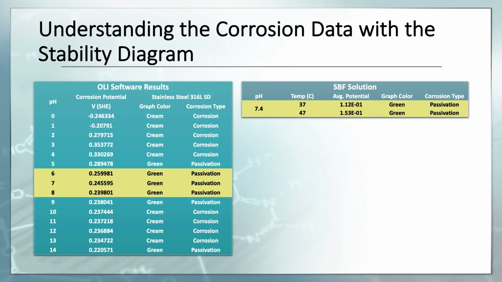Now to bring the kinetics and thermodynamics together. We can take the generated corrosion rate data and determine where those values for each pH will fall on the stability diagram. On the left, we see the corrosion potentials from OLI with its corresponding graph color and interpretation from the stability diagram. The ones highlighted in yellow are where we would expect to see values in the human body given its pH value. In the table on the right, we see confirmation that the potentials do fall where we expected, and we will form a passive layer.